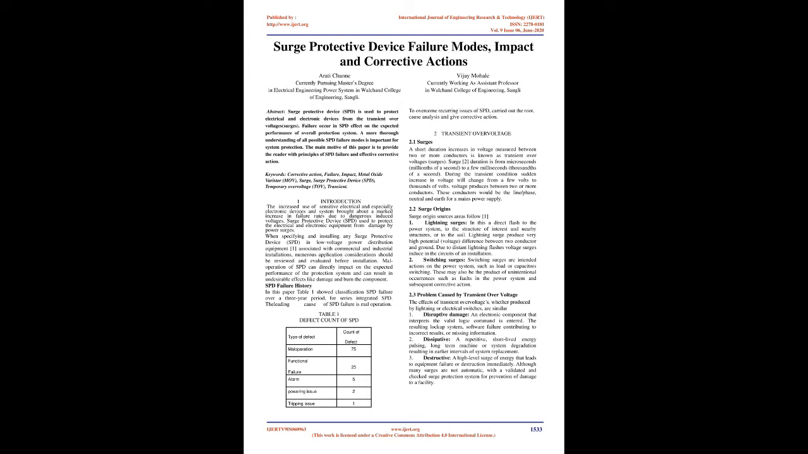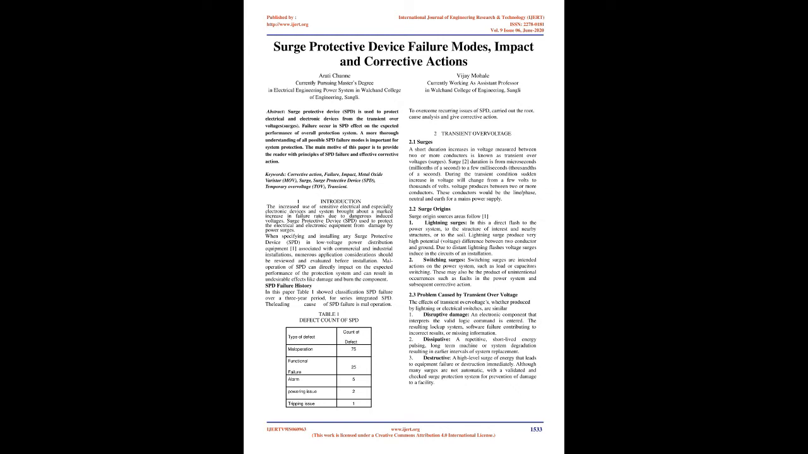2.2 Surge origins. Surge origin sources are as follows. 1. Lightning surges, in which there is a direct flash to the power system, to the structure of interest and nearby structures, or to the soil. Lightning surges produce a very high potential difference, voltage, between two conductors and ground. Due to distant lightning flashes, voltage surges are induced in the circuits of an installation.